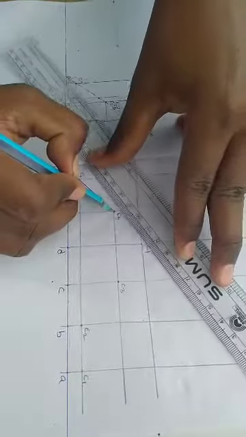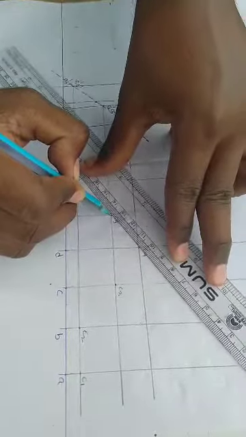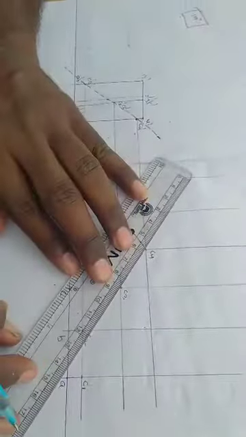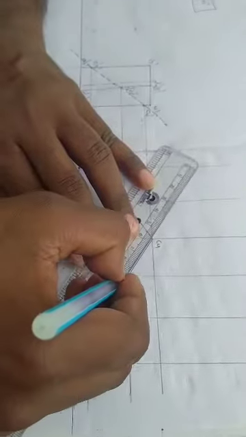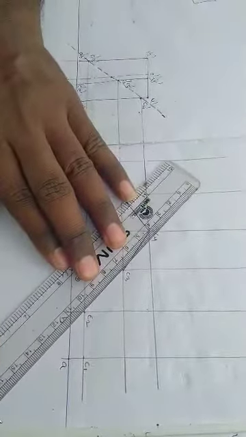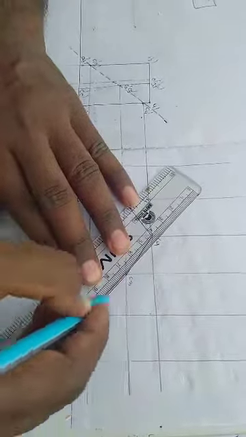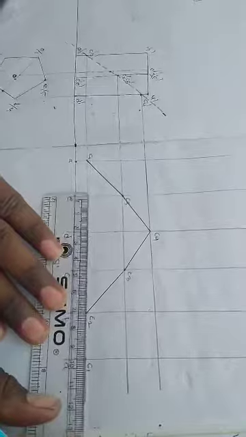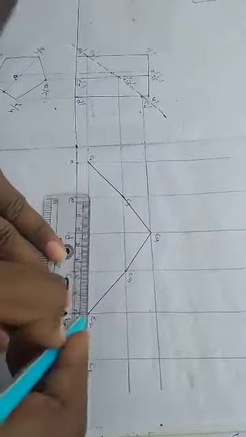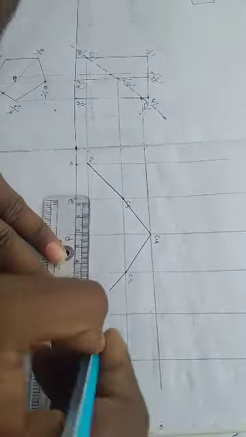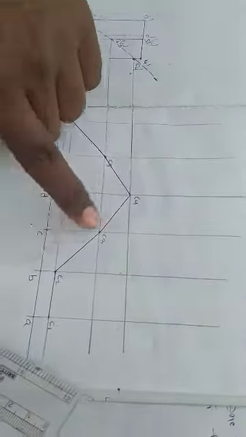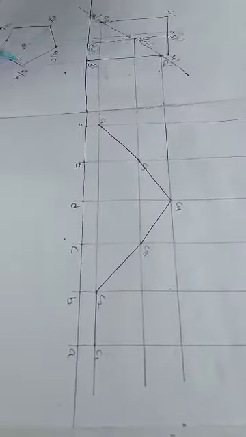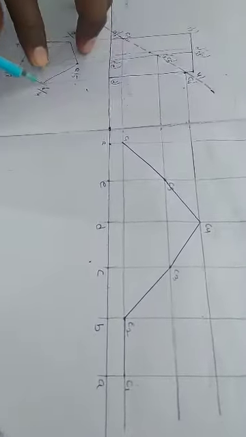The next, C5 to C4. Next, C4 to C3. The next, C3 to C2. Finally C2 to C1. That means B to A, the last projection line. Join these slant edges, the edges of the pentagonal prism.